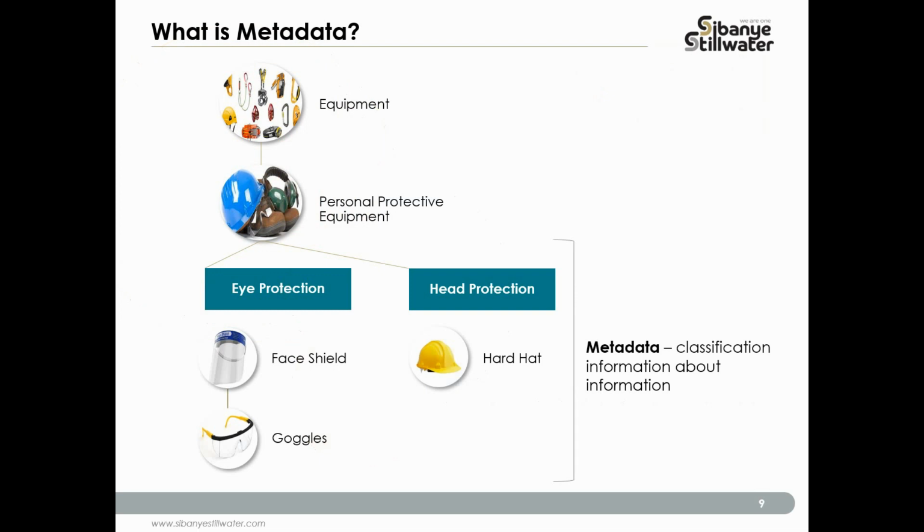So, for instance, in this example, we might have a top-level classification called equipment. And within that, we might have a subsection of classifications called PPE. Inside of that, we might have eye protection and head protection. And inside of those, we would find items stored that relate to those categories. Metadata essentially is the classification process.